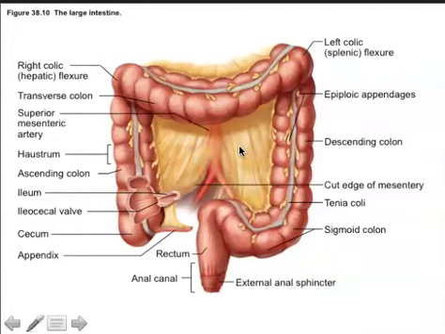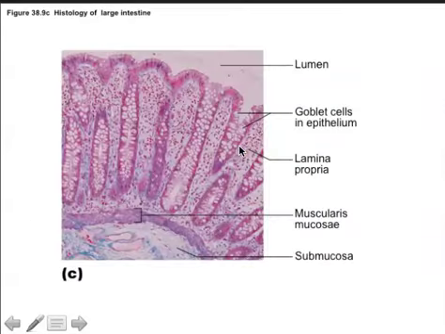Now, if we take a look here at a section of large intestine, what you see is very interesting histological features. Here is the lumen of the large intestine. This is again where the waste products would be. Notice that the simple columnar epithelium has lots of goblet cells in here. And what do goblet cells produce? They produce mucus, and the mucus helps lubricate the fecal material as it slides through the large intestine.